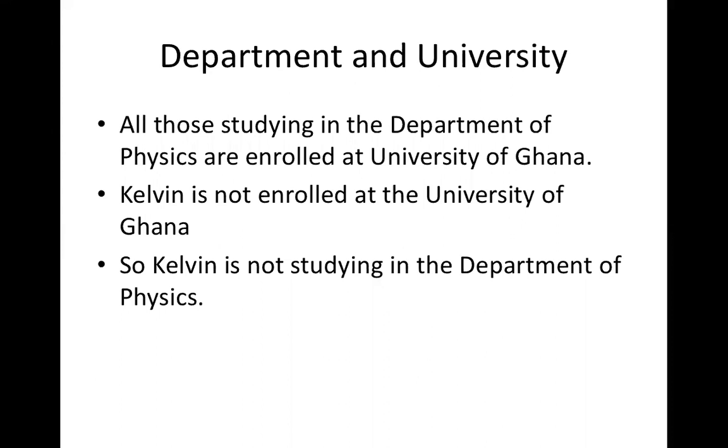If you look at that first premise, you can convert it to a conditional. If someone is studying in the Department of Physics, then such a person is enrolled at the University of Ghana. Studying in the Department of Physics is the antecedent. Being enrolled at the University of Ghana is the consequent. Now, the second premise is saying Kelvin is not enrolled at the University of Ghana. So the second premise is denying the consequent. Once you have denied the consequent, you can deny the antecedent successfully. That's a valid argument.